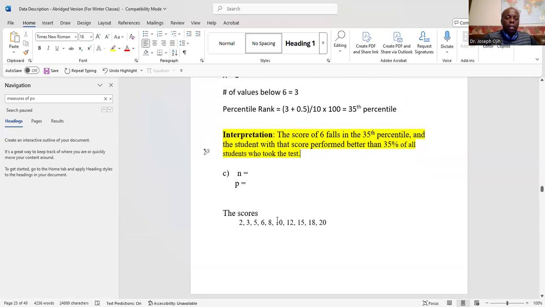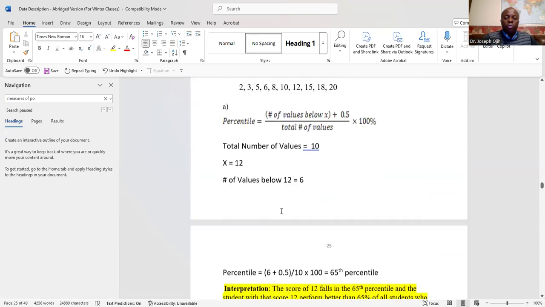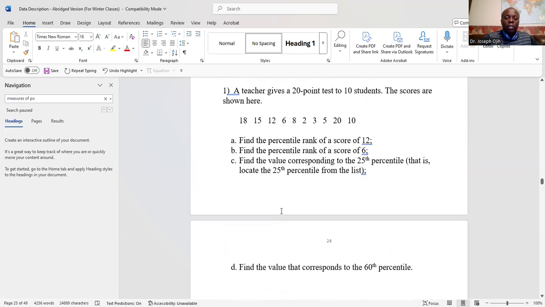Now, having said that, we can look at the last two questions, which are asked differently. It says, find the value corresponding to the 25th percentile. That is, locate the 25th percentile from the list. This is another way of asking. You can either be asked to locate the 25th percentile from the list, or to locate the 40th percentile, or they will ask you to find the value that corresponds to the 40th percentile.